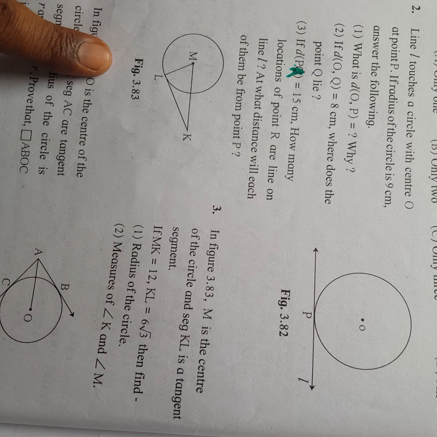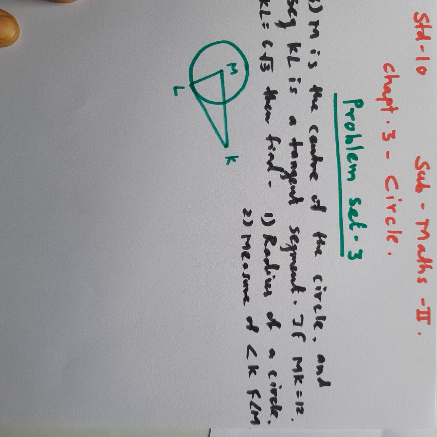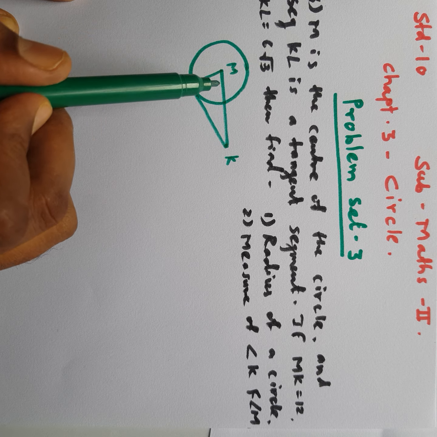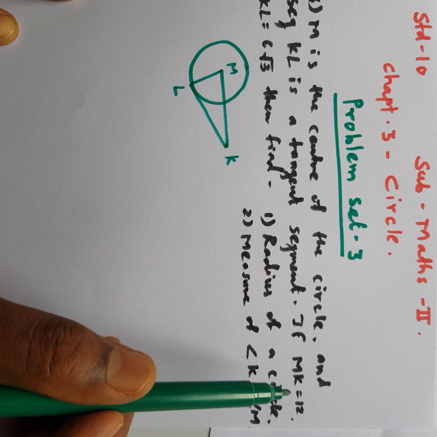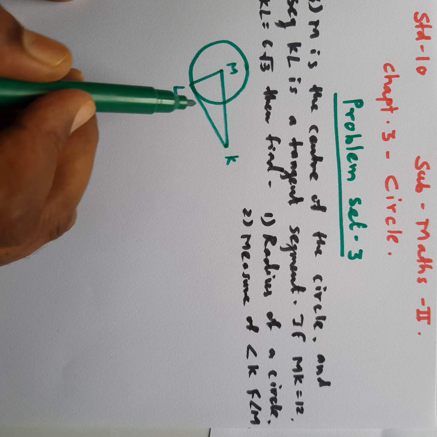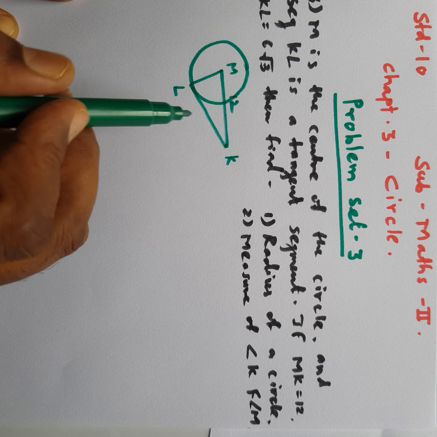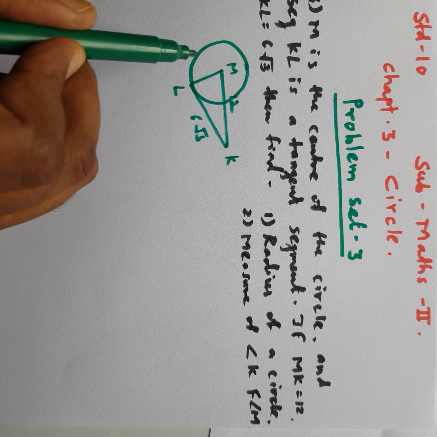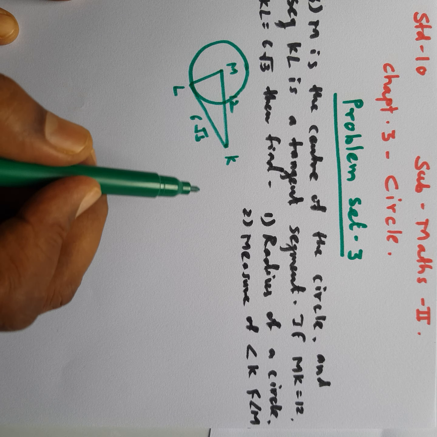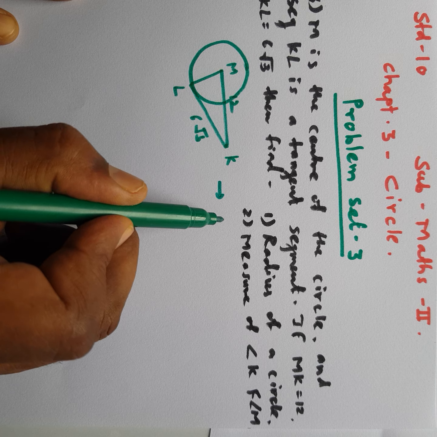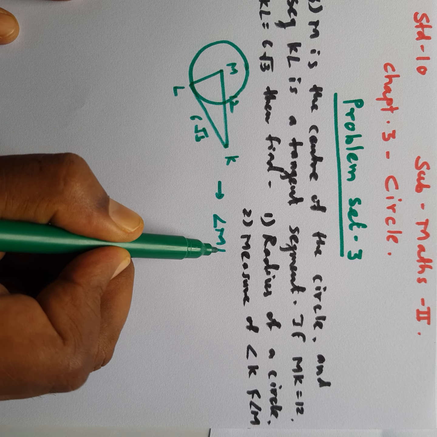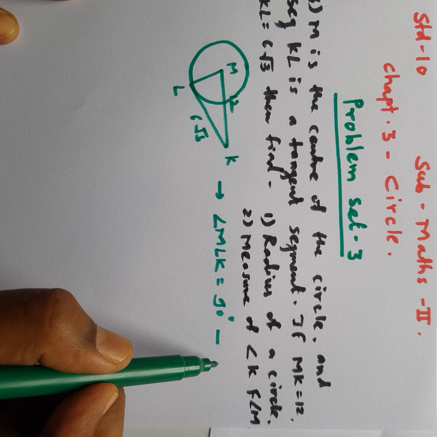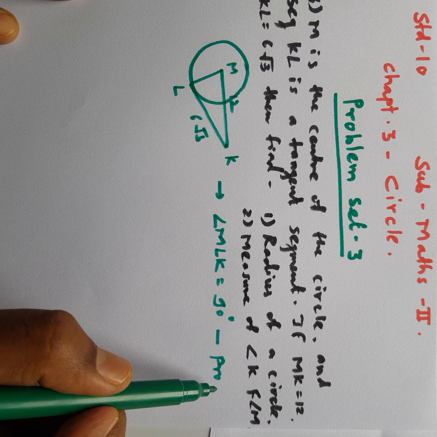Then the third example is: M is the center of the circle and segment KL is a tangent segment. If MK is equal to 12 and KL is equal to 6 root 3, first find the radius of the circle, which means we have to find ML first. Here angle MLK is equal to 90 degree. It is the property of tangent.